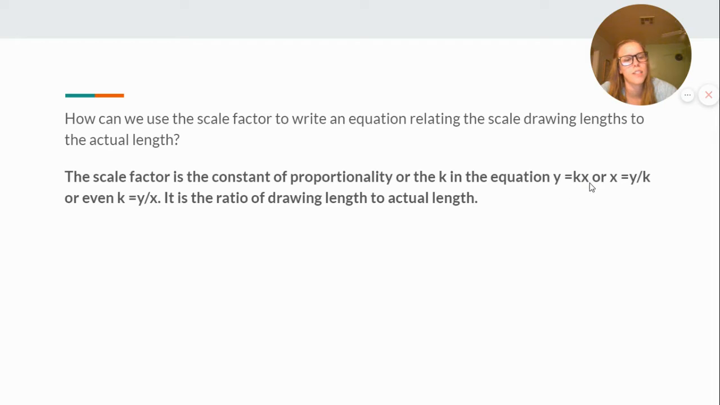So the constant times the original would equal the actual length, or here we can find what the scale is, like the scale drawing, which would be the final divided by k, or if we know what the scale and the actual is, we can find what k is. Okay, so it's the ratio of drawing length to actual length.